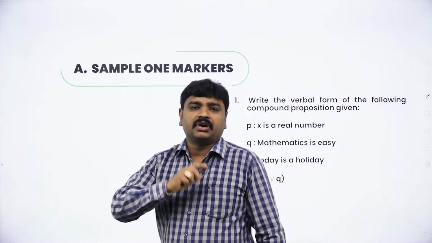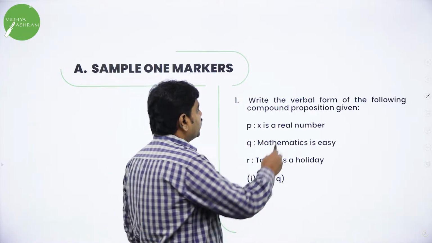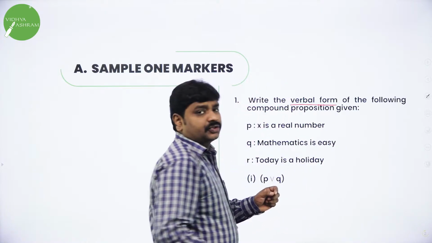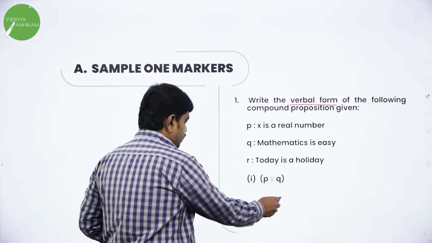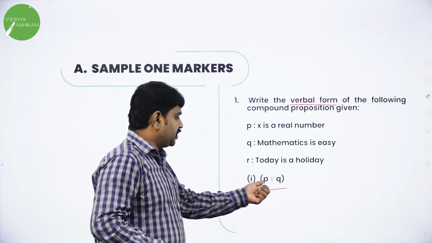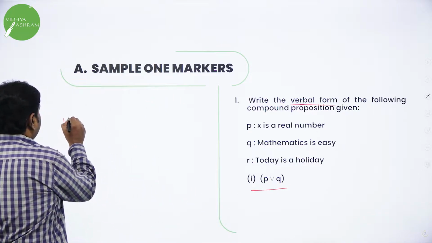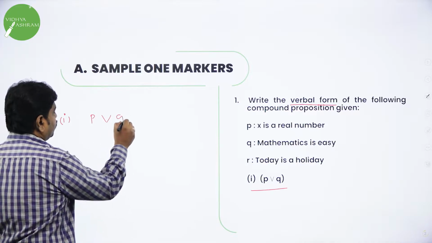What sort of 1 mark question can you expect from this chapter? The first type is they want you to write in verbal form. So write the verbal form of the compound proposition. They gave the compound proposition, P or Q. So now the first question, they want you to write in verbal form.